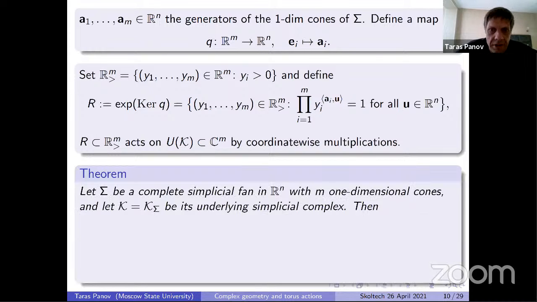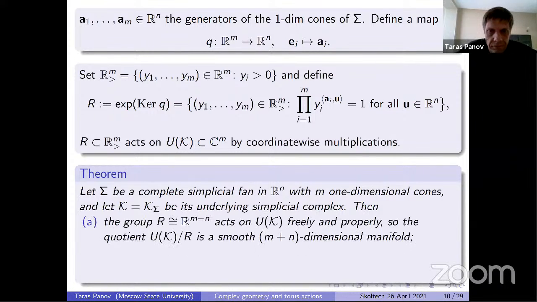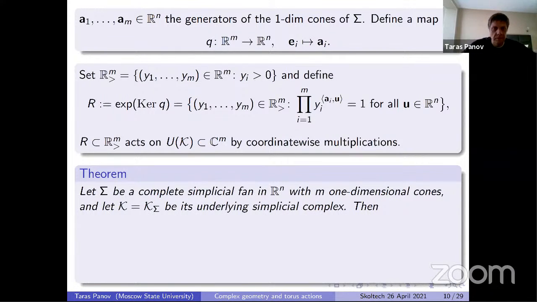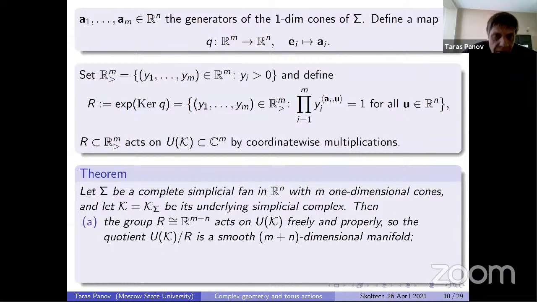And from the first theorem, this is just the real result underlying the complex analytic construction. So if you start with a complete simplicial fan with m one-dimensional cones and with underlying simplicial complex K, not necessarily a rational fan, just an arbitrary complete simplicial fan, then this group that you define from this fan by choosing a generator, for every choice of generators, actually, it acts freely.